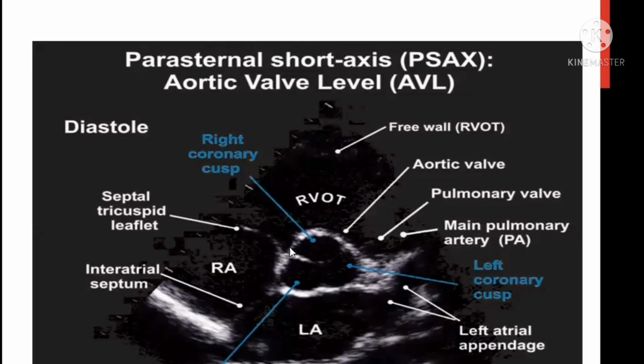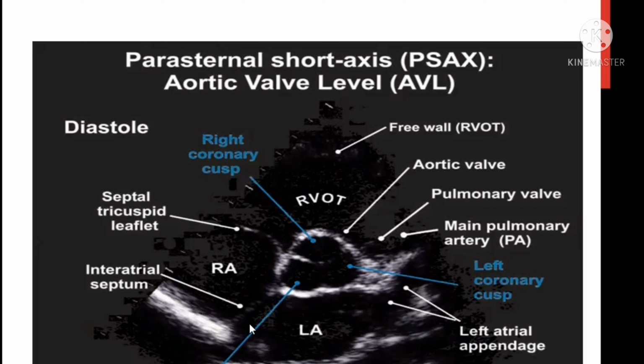Down here, this is what level? Aortic, right? You have the Mercedes-Benz sign. Okay, the right coronary and left coronary. What is this? Right atrium, then right ventricle. Okay. Then it goes to the pulmonary. Left atrium, right atrium. So this is what you see on the aortic level.